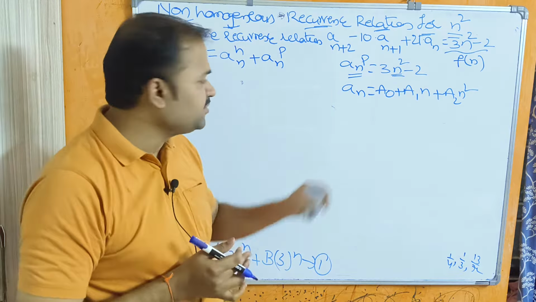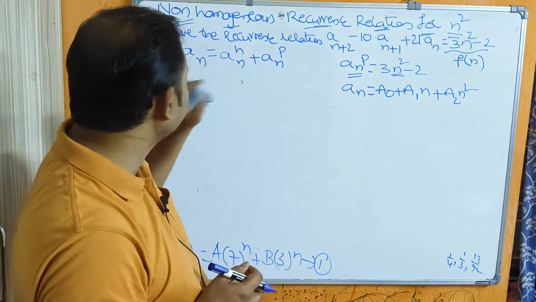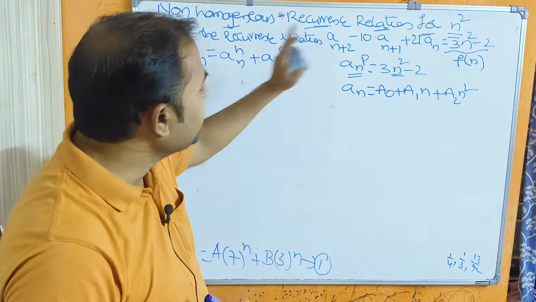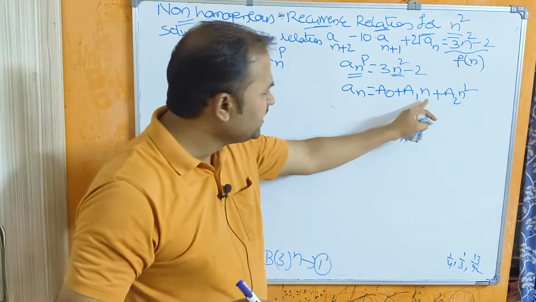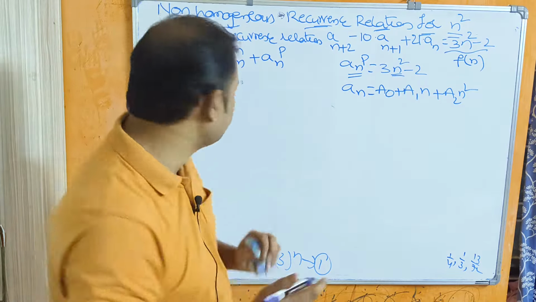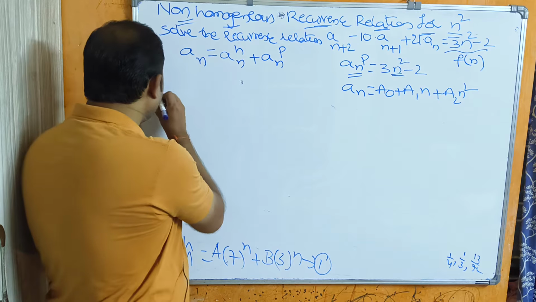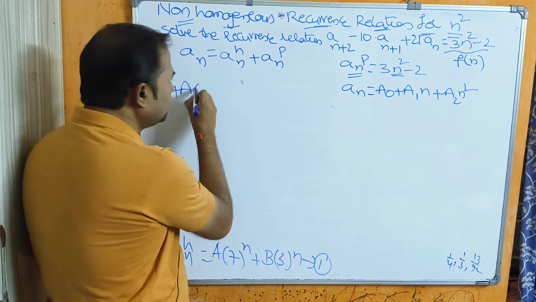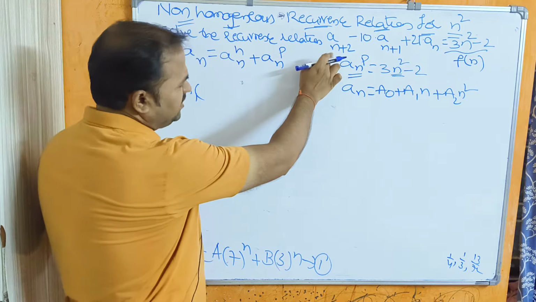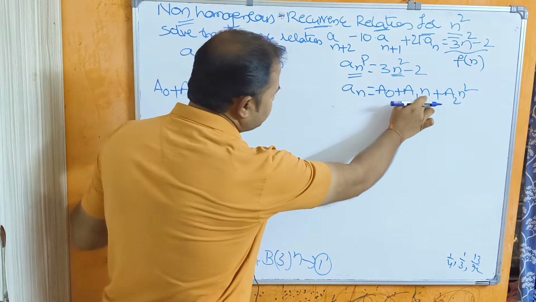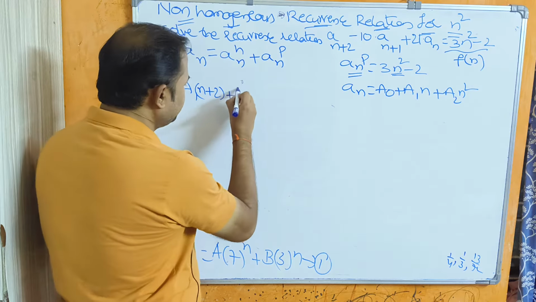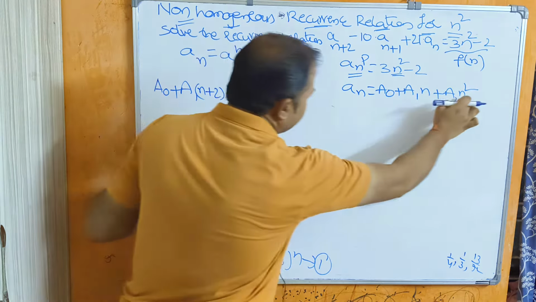Now we need to substitute a(n) in the given problem, in the given recurrence relation. So then a(n+2). A(n+2) means in place of n we have to write n plus 2. So a naught plus a1 into, here we need to obtain n plus 2. So in place of n we have to substitute n plus 2 plus a2 into a2 n square.